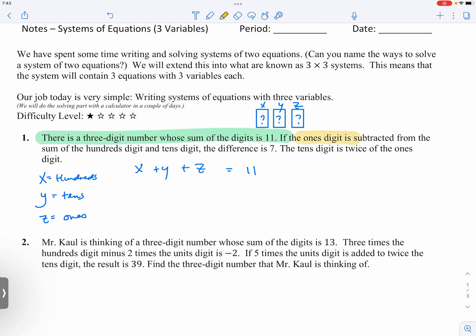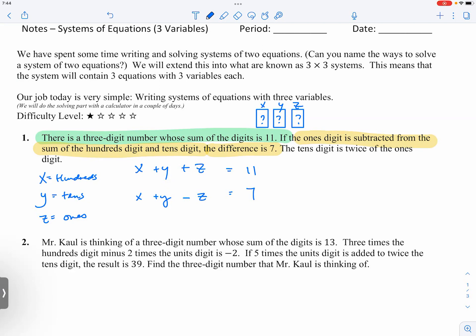Let's take a look at the second sentence. If the ones digit is subtracted from the sum of the hundreds and the tens, the difference is 7. Do you know what is equal to 7? X plus Y, which is the sum of the hundreds and tens digit, and then we subtract the ones from the sum. So X plus Y minus Z is equal to 7. So far so good.